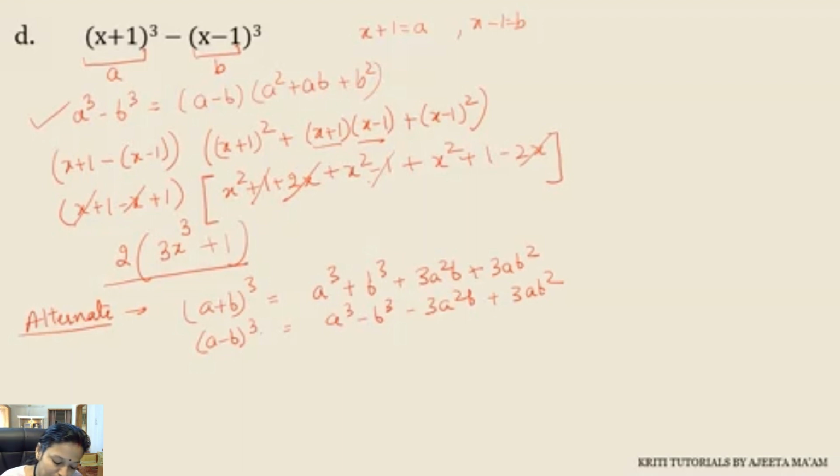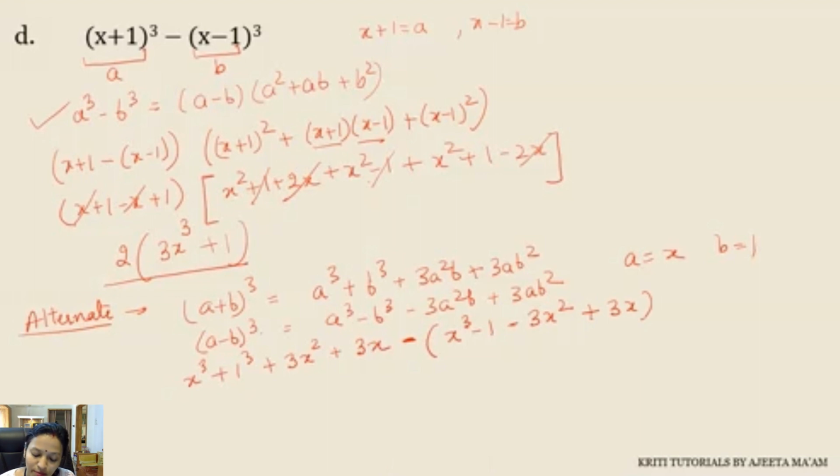So what will you get? Your a is x and your b is 1 here now. Correct? So what will you get? x cube plus 1 cube plus 3x square, because 1 if we write it's okay, if we don't write then also it's okay, because 3 ones are 3, and here we get 3x. 1 square is 1. Now minus sign is there. x cube minus 1 minus 3x square plus 3x.